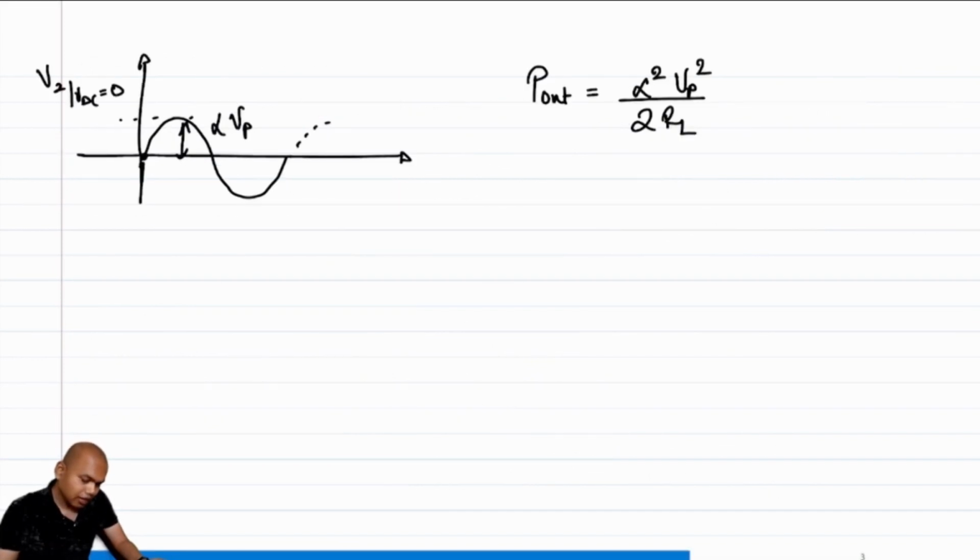Clearly this is lesser than the power that is coming in through the source. Correct? Because the same old story, that output power cannot be more than the input power. So let me call it less than or equal to P. Fine, no issues.